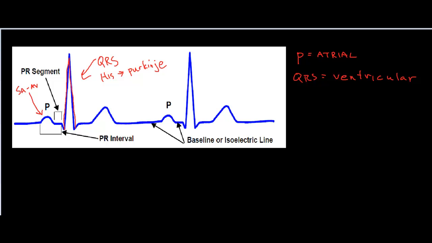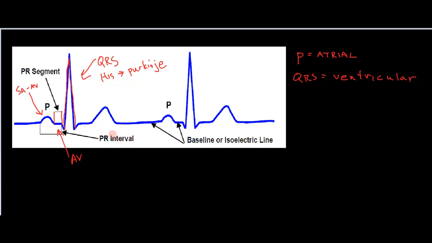The other thing to keep in mind is this section right here, from right here to right here. Apparently the signal has gone into the AV node, but it hasn't come out. When it comes out, we get this big deflection as it runs down the His-Purkinje system. So this section, it must be sitting in the AV node waiting to leave.